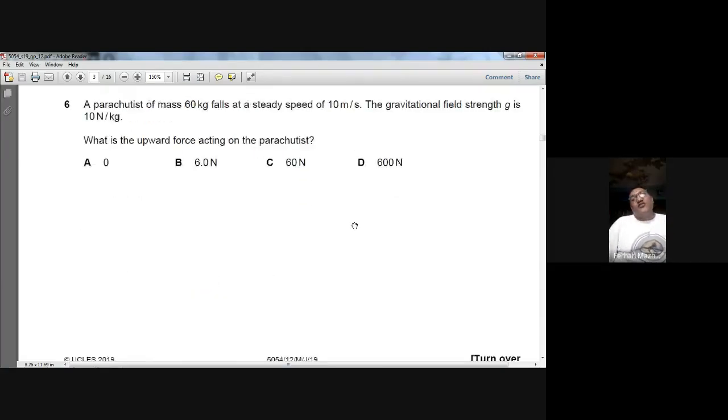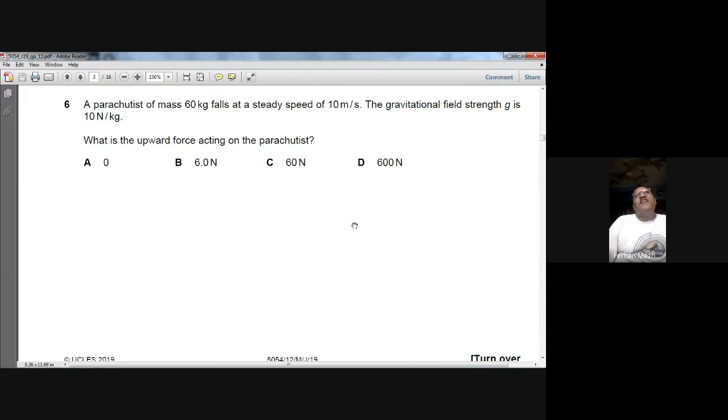Question number 6 is on your screen. A parachutist of mass 60 kg falls at a steady speed of 10 meters per second. The gravitational field strength g is 10 Newton per kg. What is the upward force acting on the parachutist? So he's falling with constant speed. When you are falling with constant speed, the resultant force on you is 0, which means that the downward and upward force are equal to each other. That's why the resultant force is 0.